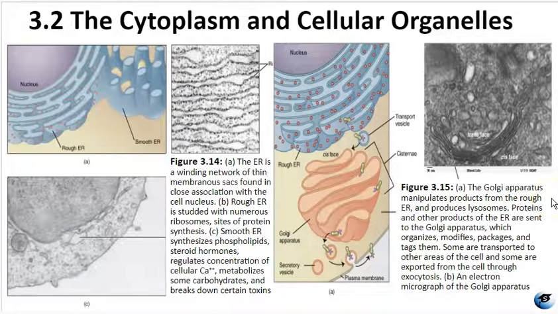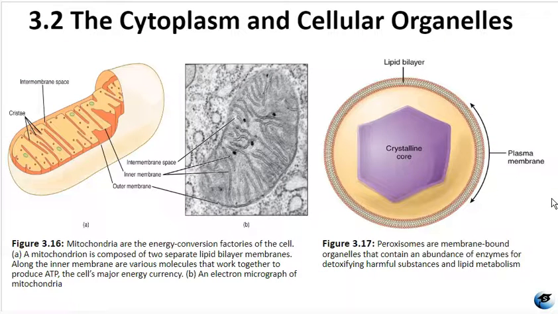Figures 3.14 and 3.15 provide illustrations and electron micrographs of both the smooth and rough endoplasmic reticulum. Note that the main structural difference is the presence or absence of ribosomes, which are the sites of protein synthesis. Figures 3.16 and 3.17 show the structures of mitochondria and peroxisomes. Mitochondria produce energy, while peroxisomes detoxify the cell and metabolize lipids.